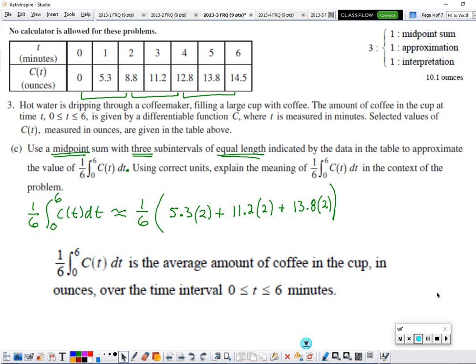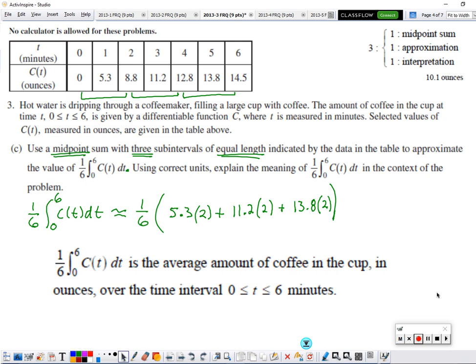I just said the interval, so this means the average amount of ounces between t equals 0 and t equals 6 minutes. That's okay. Yeah, that's very good. You hit all the key points. You didn't talk about a rate because it isn't. You said it was the average amount, and you got the units, average amount of ounces. You didn't say coffee, but I don't forgive you for that one. And then you said the time frame, you said minutes. It's very good. Thank you.